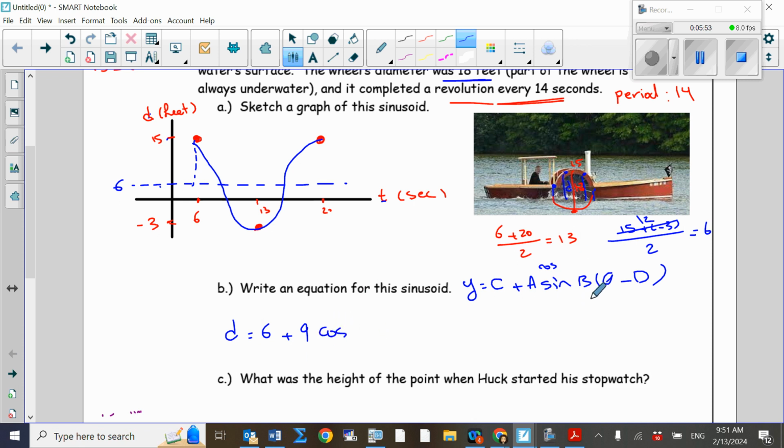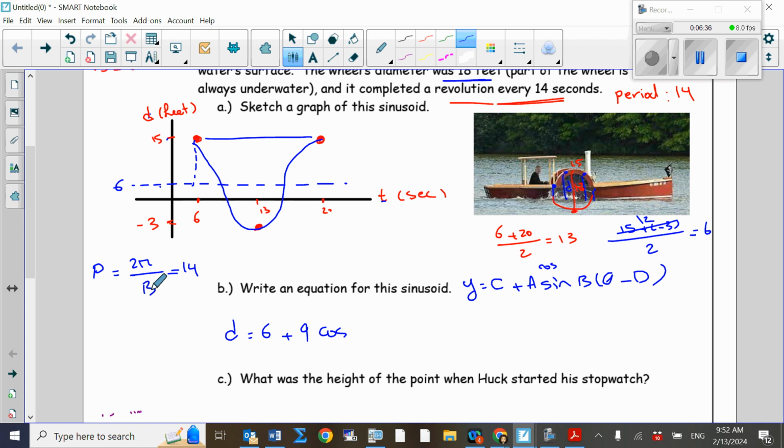What is the b value? The b value comes from the period of the function. We know that the period of the function is the period of the parent function, 2 pi, divided by the b value. Why am I using 2 pi? Because mostly on real world word problems, we use radians, not degrees, unless it's told to use degrees. So that's why the period of the parent function is 2 pi. And the period of this function, as we said, was 14. So that's equal to 14.